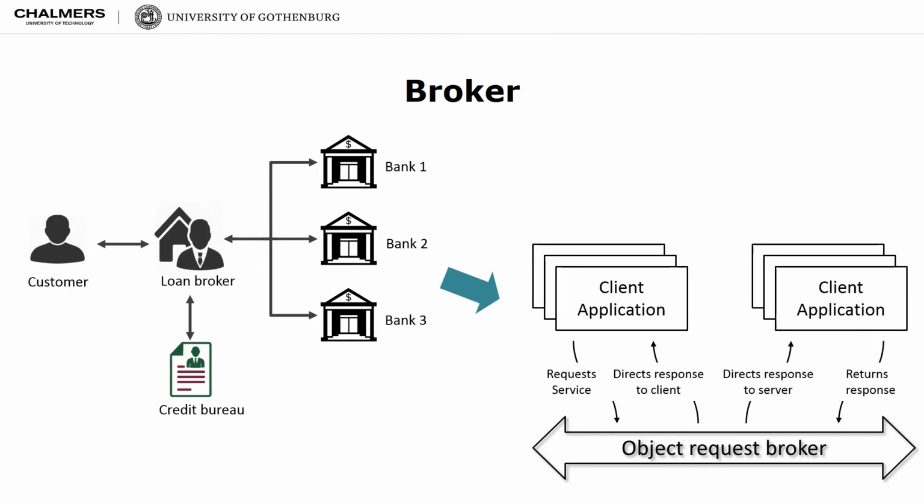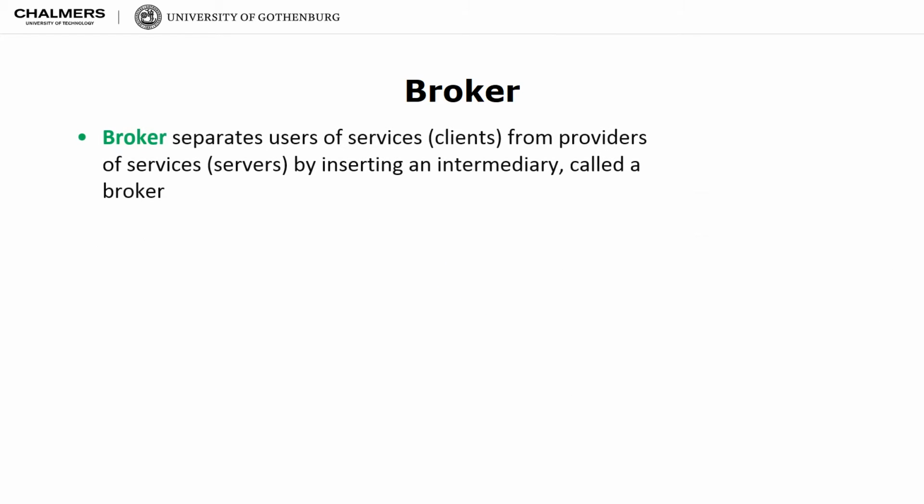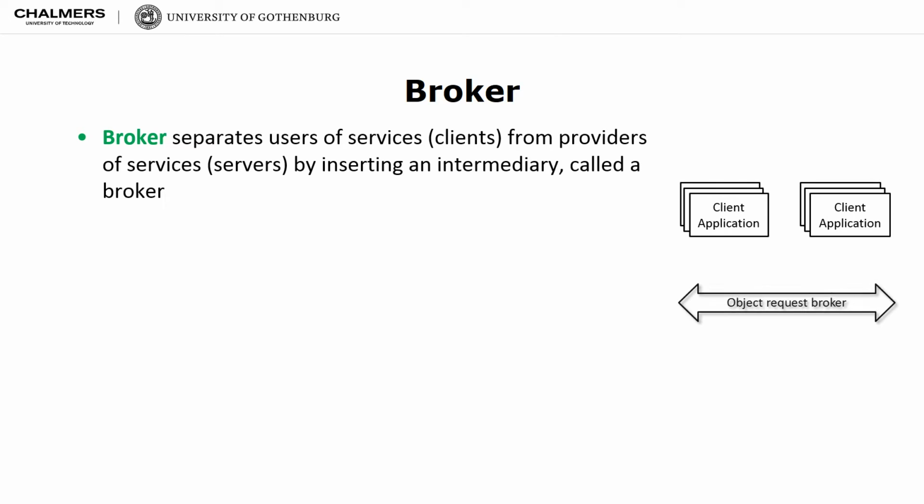The second component is the client, which is a requester of services. The third component is the server, which is a provider of services. The broker separates users of services, or clients, from providers of services, or servers, by inserting an intermediary called a broker.